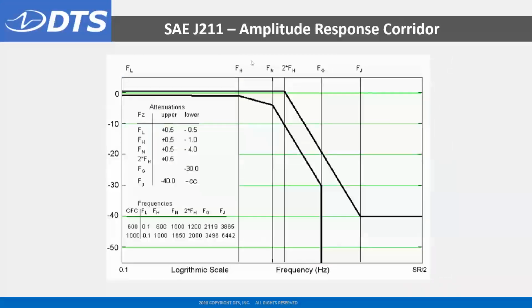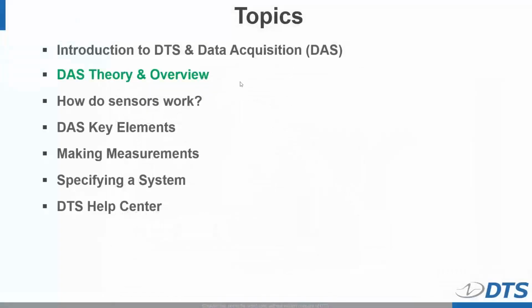A sample of the kinds of things that are specified in the recommended practice are things like the amplitude response corridor. If you're going to collect dynamic measurement data, and we see frequency on the x-axis and amplitude on the y-axis, your data must fall into this corridor if you're going to collect data in accordance with the recommended practice. So this is one of many, but just an example.